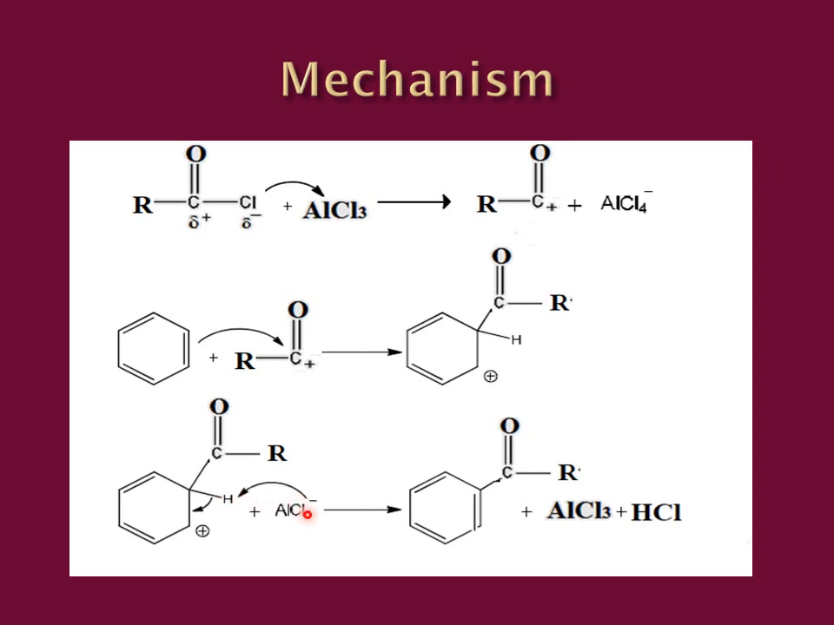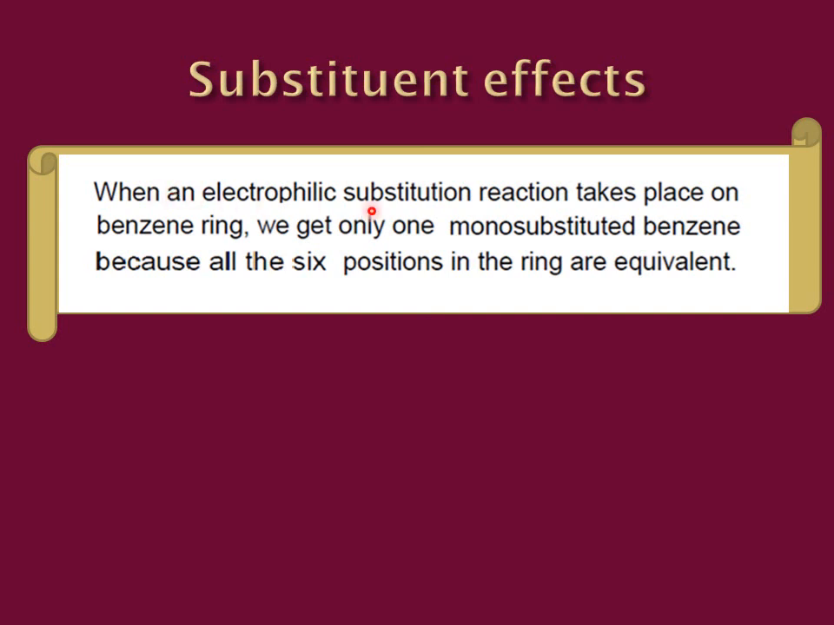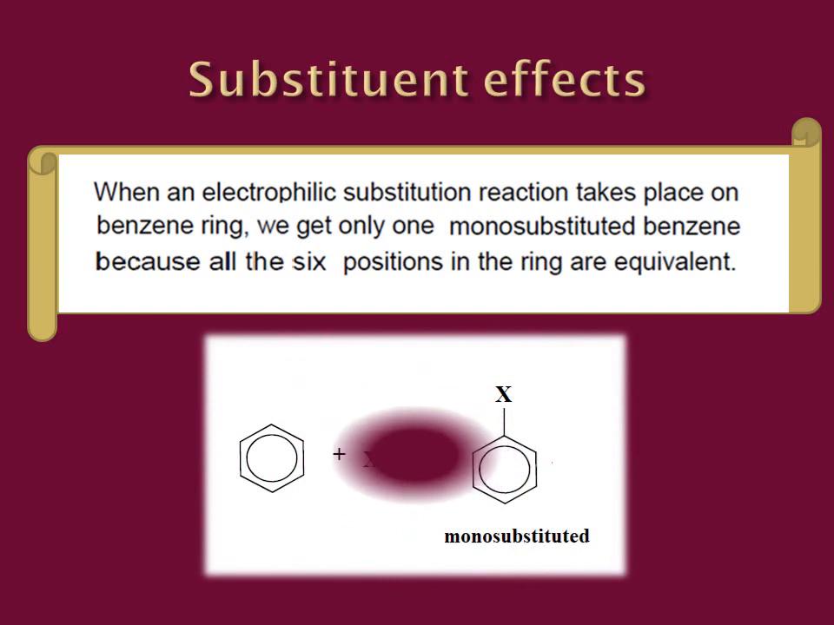Students, the next topic that we have to study is the substituent effects. When an electrophilic substitution reaction takes place on a benzene ring, we get only one mono-substituted benzene because all the 6 positions in the ring are equivalent. Look at this chemical equation. We are having a benzene. Consider X as a substituent that has to be attached in place of hydrogen. Now students, to which carbon is this X going to attach? Since all the carbon atoms in benzene are equivalent, this mono substituent can attach to any carbon, and we are going to get mono substituted benzene.